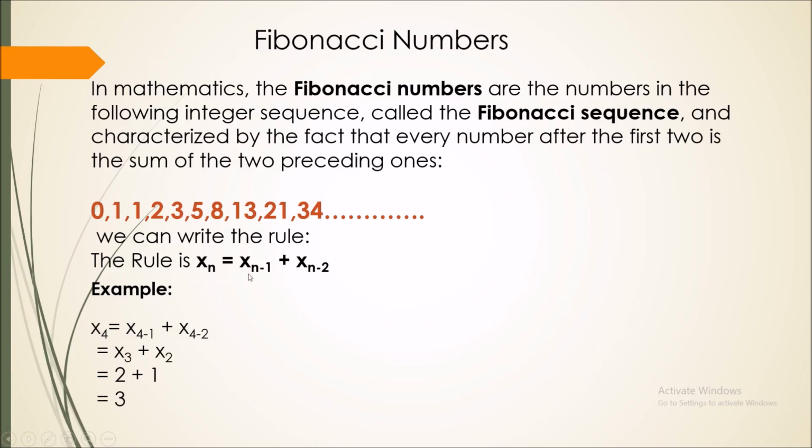So we are considering 4, and here xn minus 1, that is 4 minus 1, which is 3, right? So the fourth number is 0, 1, 2, 3, 4, right? So this is the fourth number. So 4 minus 1, that is 3. This is the third number, 2, right? And then plus 4 minus 2. 4 minus 2 is 2, which is x2, which gives us 1. Now 2 plus 1 is equal to 3. As you can see here, the fourth number is also 3.